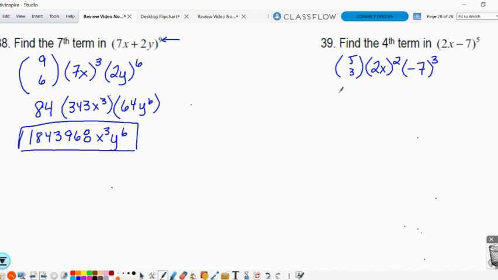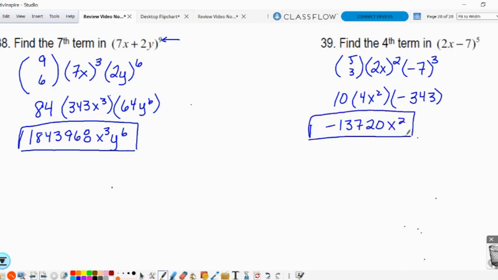So 5, choose 3, or from Pascal's triangle, we get our coefficient of 10. 2x squared gives us 4x squared. Negative 7 to the third power is negative 343. Now we're going to multiply over all of our exponents. 10 times 4 times negative 343. Negative 13,720 with an x squared is our fourth term.